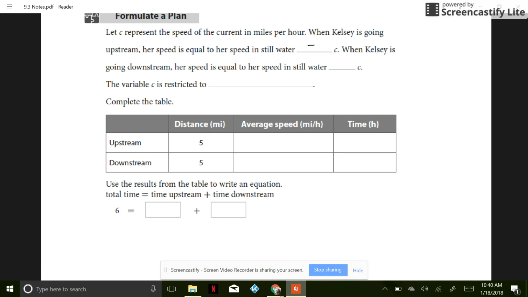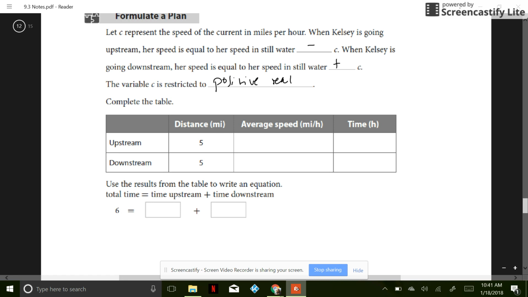And Kelsey is going downstream. Her speed is equal to her speed in still water plus the speed of the current. When you're going downstream, the current is helping you out. So it would be still water plus current C. Now, the variable C is restricted to positive real numbers. Current, it's a real world situation. Current can't be negative.